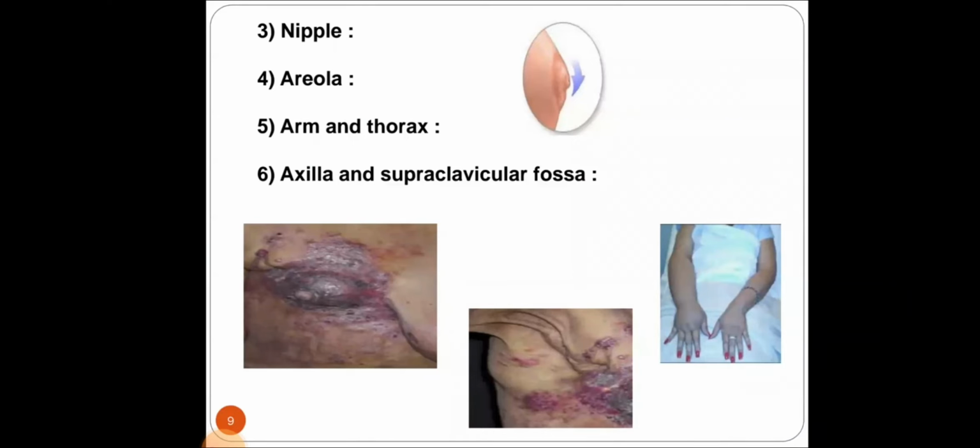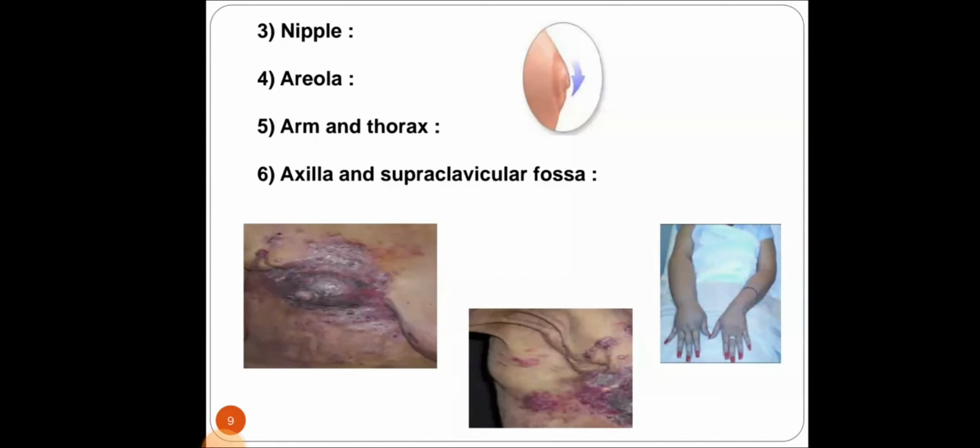Then it is about the arm and thorax. Mainly in cancer, there will be skin manifestations as a result of carcinoma breast, and they involve adjacent structures, so the arm and thorax have to be checked for these kinds of skin manifestations. There can also be brawny edema of the arm due to lymphatic obstruction. There can be edema in the upper limb, so that has to be checked. For that, apart from the breast as such, the arm and thorax also have to be checked.